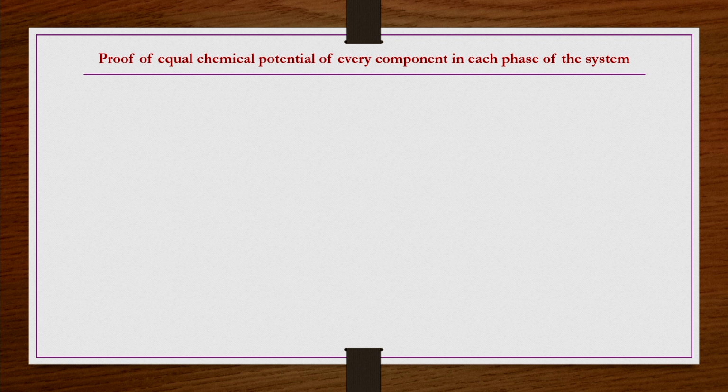Okay. Next, we see proof of equal chemical potential of every component in each phase of the system, that we have been discussing for a couple of lectures. Though we know that chemical potential of each component should be equal in each phase, can we prove it? There are n number of phases which are coexisting, and these phases have m number of components, let us say. So, for each component the chemical potential should be equal amongst all these phases.